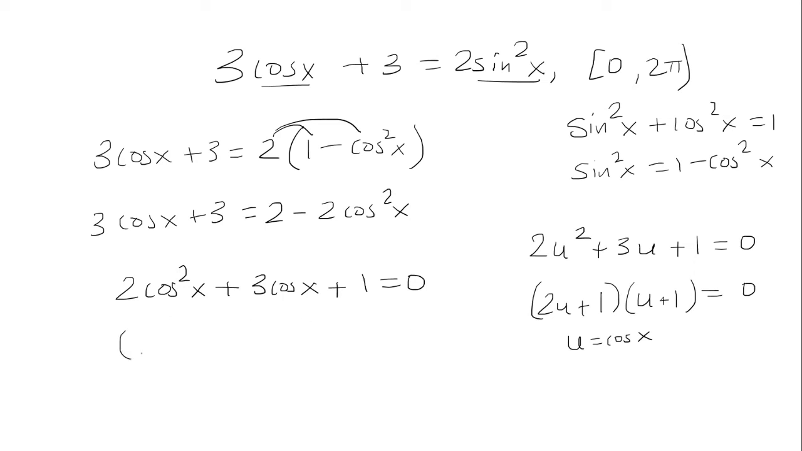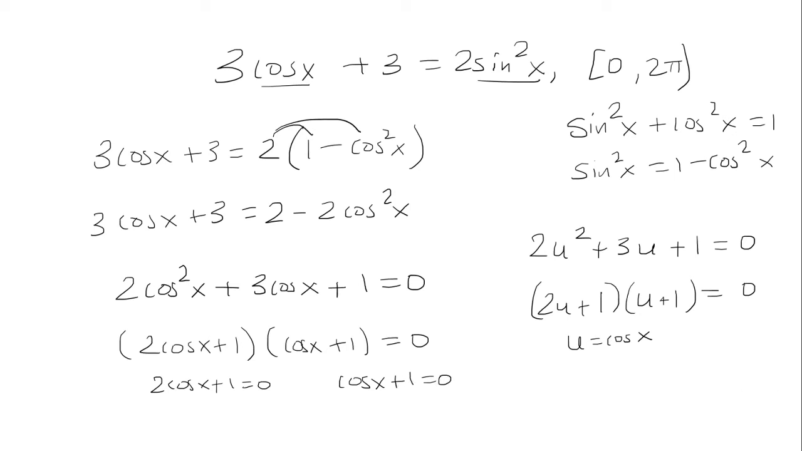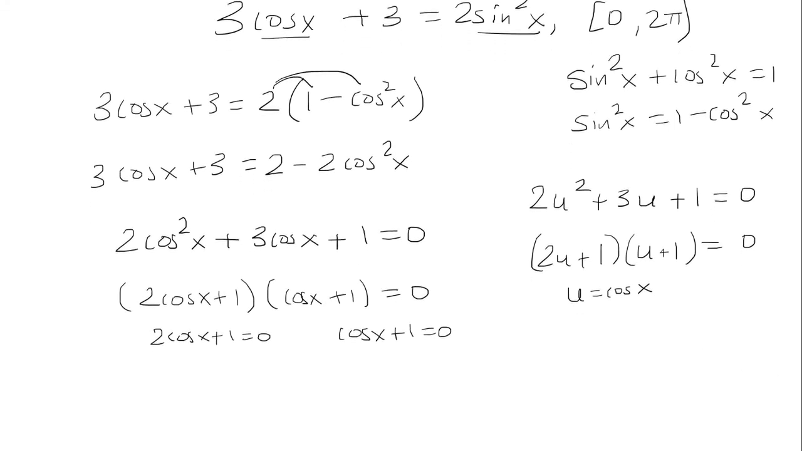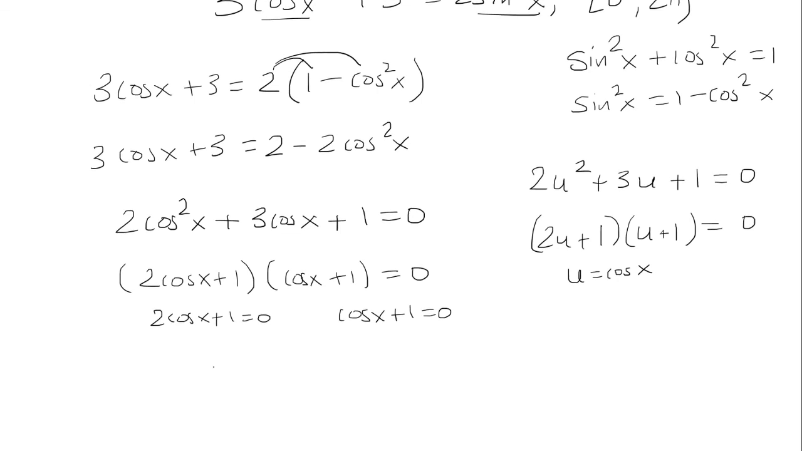So this would factor into 2 cosine of x plus 1 times cosine of x plus 1. Set that equal to 0. So you have 2 cosine plus 1 equal to 0, and cosine plus 1 equal to 0. Here we have to be mindful that we have to be in the interval from 0 to 2 pi. Cosine is then negative 1/2, and cosine is negative 1.